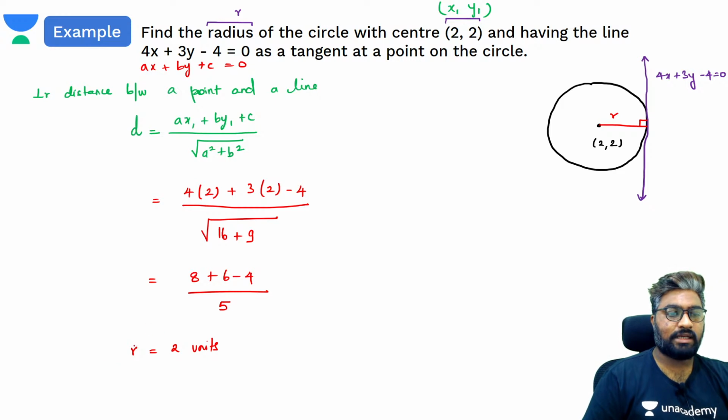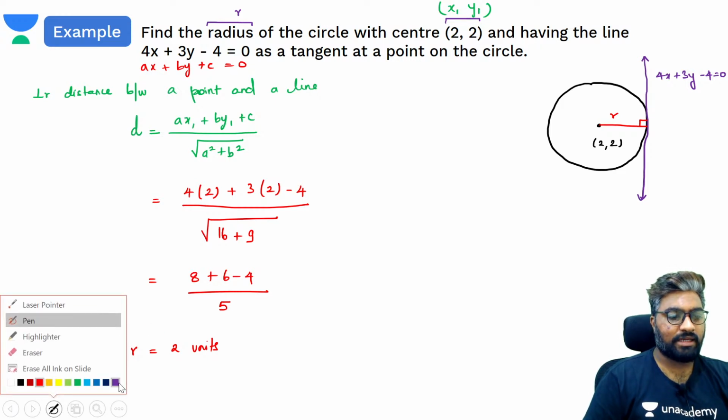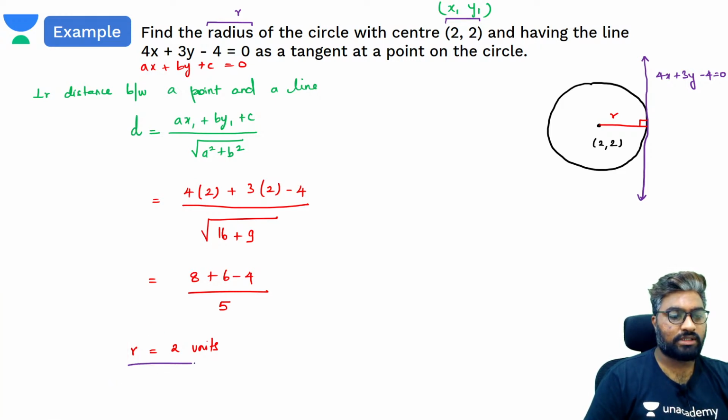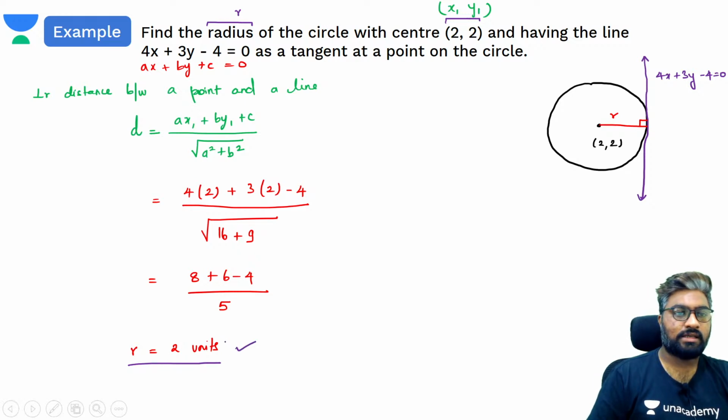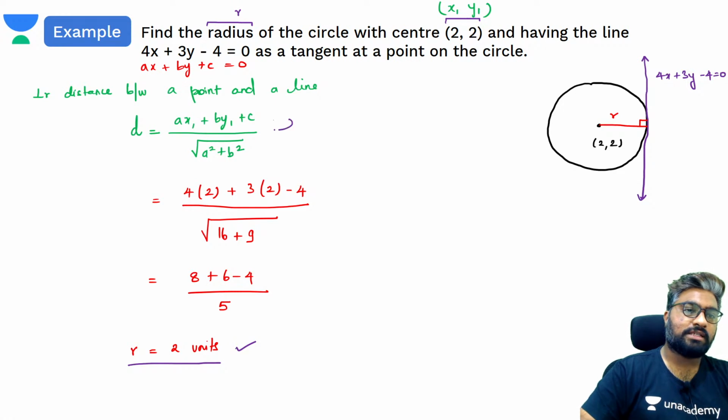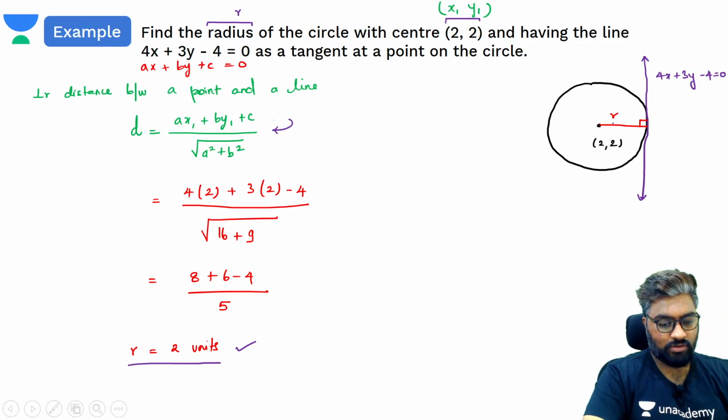Rishi, what you found is the diameter, 4, that is the diameter. The answer is 2 units. Beautiful guys, very nice. So this is how you find the perpendicular distance between a point and a line. Okay, let's go.